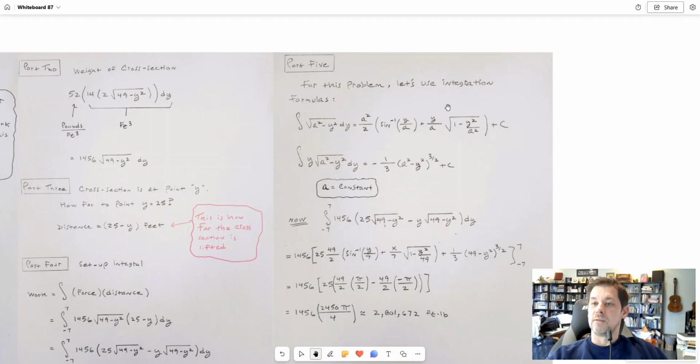Okay, so here they are. Here are the integration formulas for our problem right here. I have the integral of root a squared minus y squared dy. In our case, that is this one here where a is 7. And then I have the integral of y root a squared minus y squared dy, and that's this one where a is 7. So I can use this one in its formula for the first one, and I can use this one for the second one.